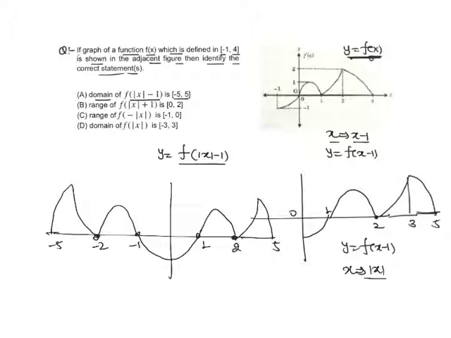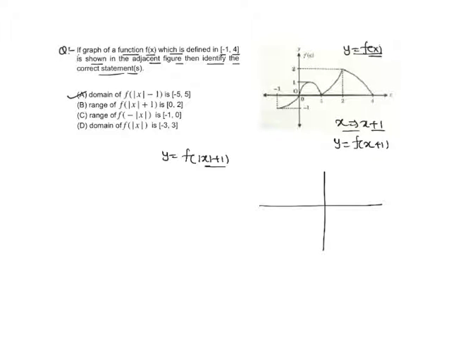So we can see from this graph what the domain will be. Domain will be -5 to 5, and we can say for y equals f(|x| - 1), the domain is -5 to 5. So we can say the first option is correct.